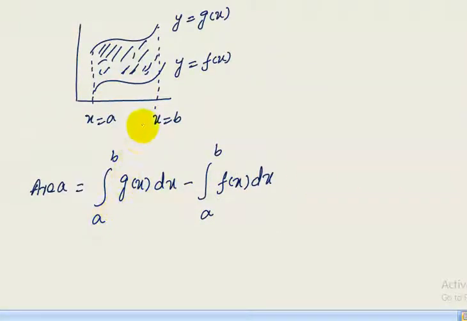First integral represents area between the curve y is equal to g of x and x-axis, and second integral represents area between the curve y is equal to f of x and x-axis, and difference of these two areas is basically area, which is shown in the figure. This area can also be written as integration a to b g of x minus f of x whole dx.